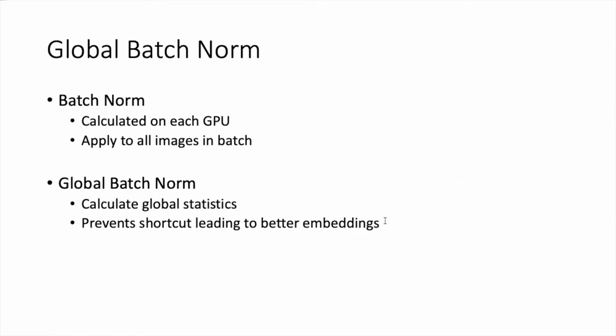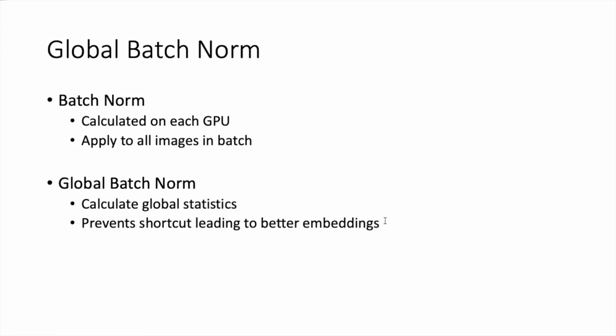Now, one of the last tricks that the SimCLR paper introduces is called the global batch norm. What that does is, when you have a large distributed training system, for example, when you're using hundreds of TPU cores or GPU cores, this is what you use. In the original paper, they used 128 TPU cores, and in the most general cases, we use something called batch norm. Now, batch norm is something which is calculated on each GPU. So basically, you calculate batch statistics on a single GPU, and then you subtract the mean and divide by the standard deviation from all the images in that batch.